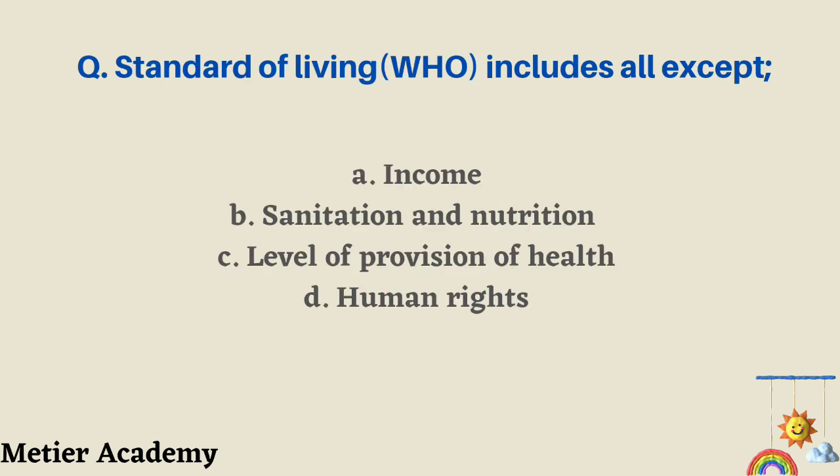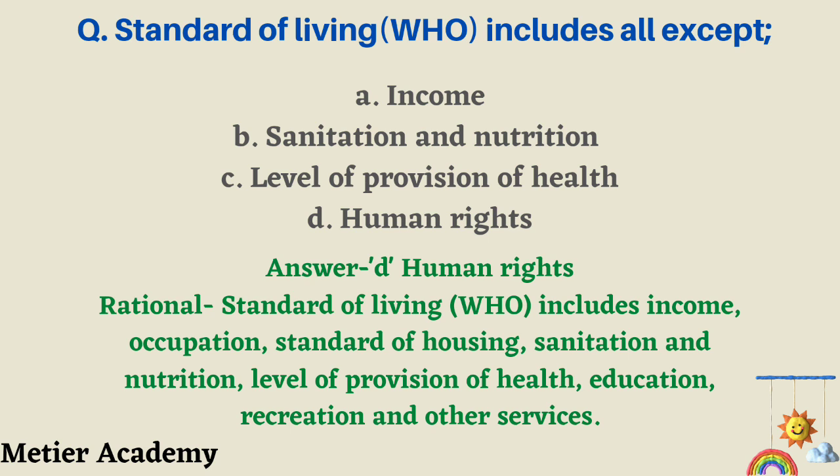The next question is, standard of living according to WHO, which includes all except. The options are income, sanitation and nutrition, level of provision of health, human rights. Here the correct answer is option D, human rights. See, according to WHO, the standard of living includes income and occupation, standard of housing, sanitation and nutrition, level of provision of health, education, recreation and other services. That's why we selected option D, human rights, which is not included in the standard of living.